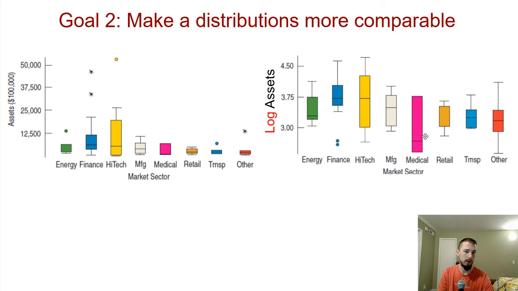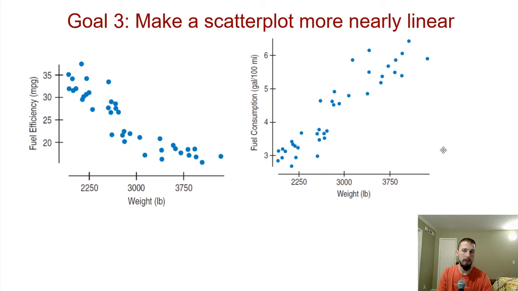You can tell which one has the largest spread with technology, which one's the most consistent, like retail or transportation as well. Re-expression also makes scatter plots more nearly linear. So here we have the fuel efficiency and the weight. This is the one that we re-expressed with the reciprocal by changing the fuel economy from miles per gallon to gallons per 100 miles. So the amount of gallons that it takes for you to go 100 miles.